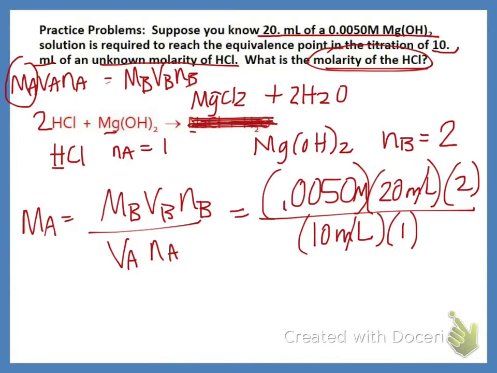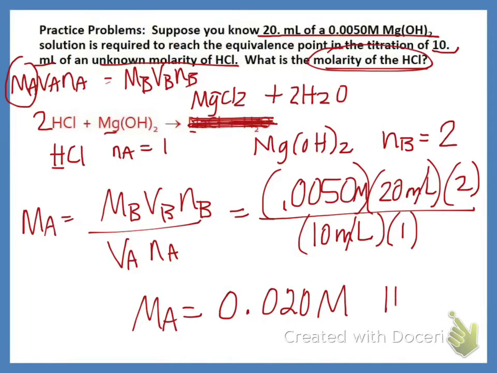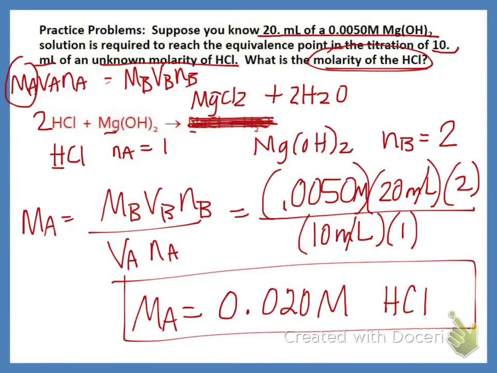So when we do that calculation, we're going to get our answer for our molarity in 2 significant figures, because if we look back in the problem, it has 2 significant figures. So our answer would be 0.020 molar HCl.